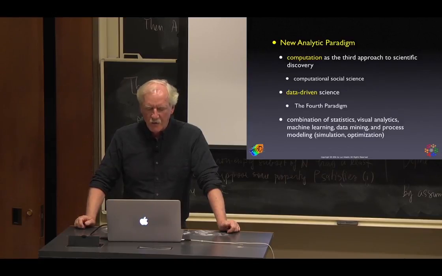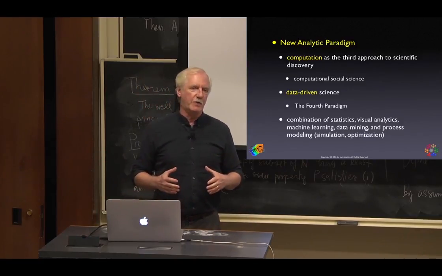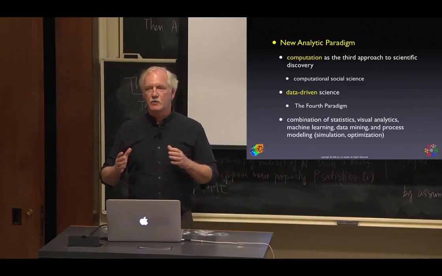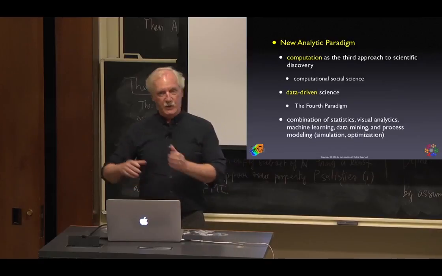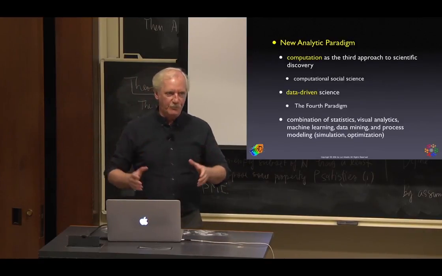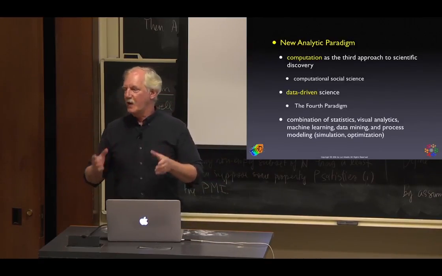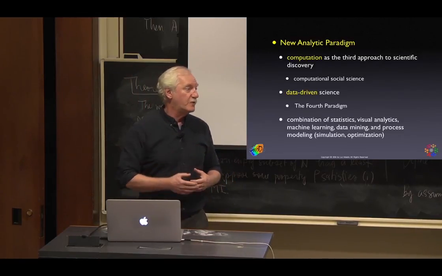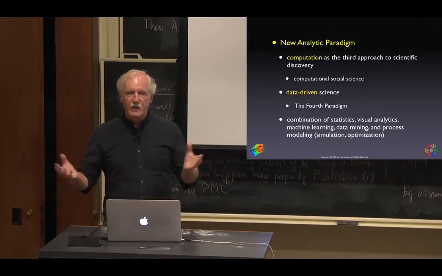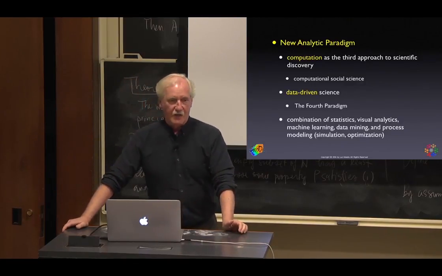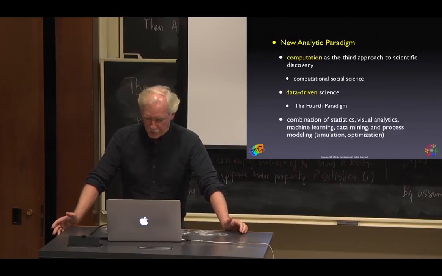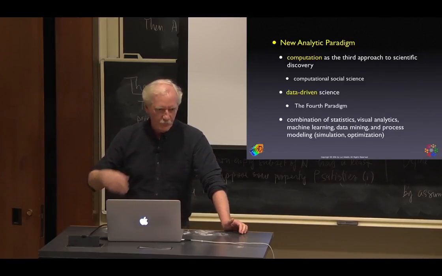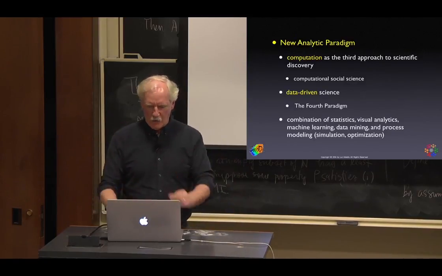So what is this really? It's fundamentally interdisciplinary. It's kind of interesting because computer science claims it, statistics claims it, and then there are the domain specialists, as computer scientists refer to them, which are the social scientists or the physical scientists. So it's basically a combination of anything that pertains to data: statistics, visual analytics, machine learning, data mining, simulation, optimization. It all comes together.